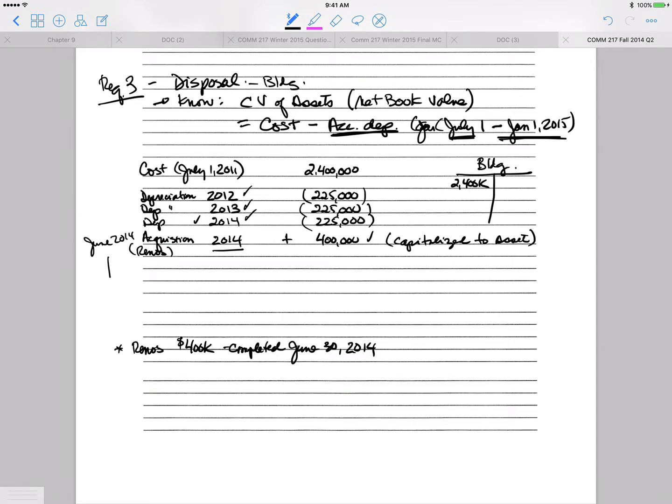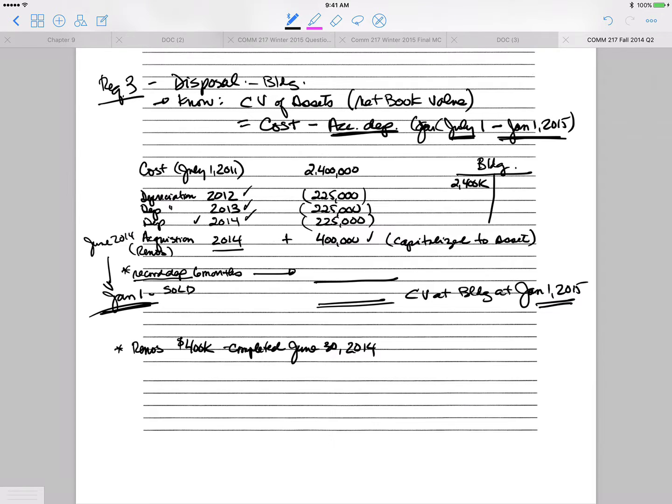Okay, what happens 6 months later, January 1, the building gets sold. So what we need to do in order to prepare the journal entry at January 1, is to figure out the carrying value of the building at January 1. In order to do that, we need to record depreciation for 6 months. Once we do this, this will be the carrying value of the building at January 1, 2015 on the date of sale. So again, we need to record the depreciation for 6 months from July 1st, 2014 to January 1, 2015.